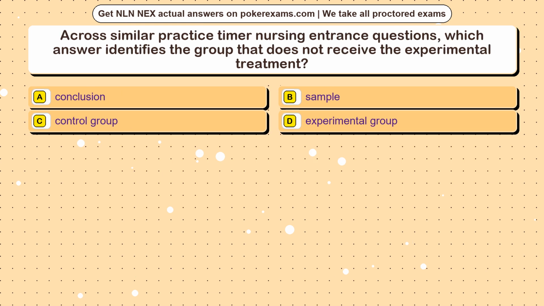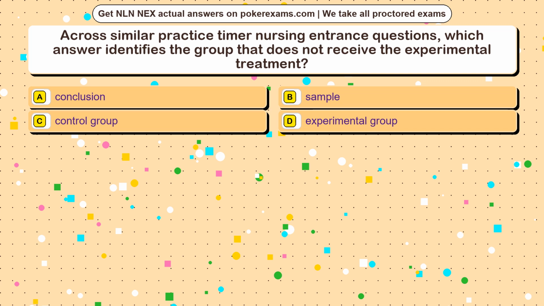Question 20. Across similar practice timer nursing entrance questions, which answer identifies the group that does not receive the experimental treatment? Option A, conclusion. Option B, sample. Option C, control group. Option D, experimental group.